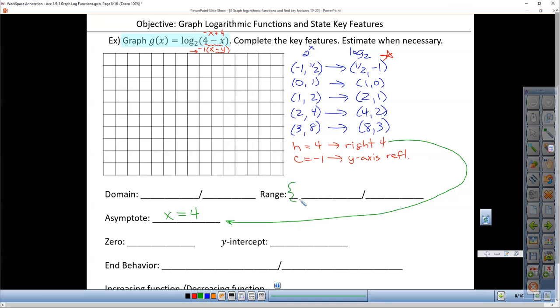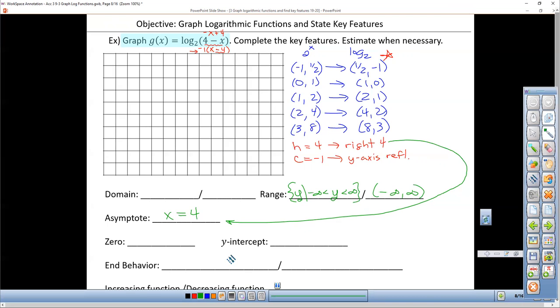Range, still the same, always, set of all real numbers for these simple ones. So the set of all y's such that negative infinity is less than y is less than infinity. Everything else will wait until the end to complete.